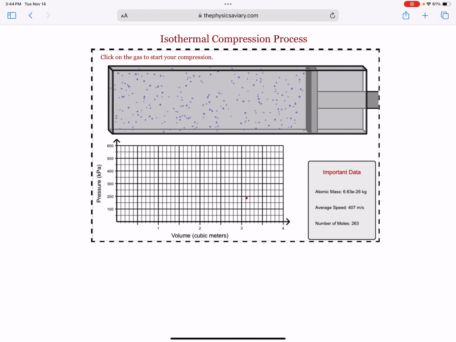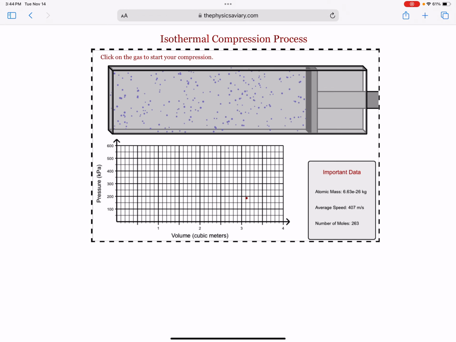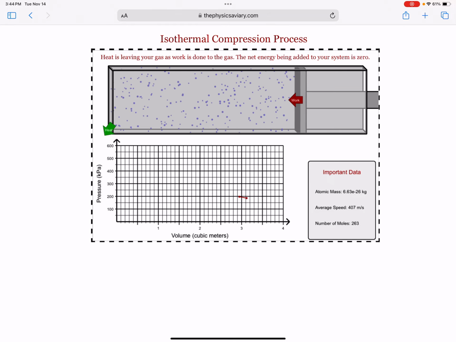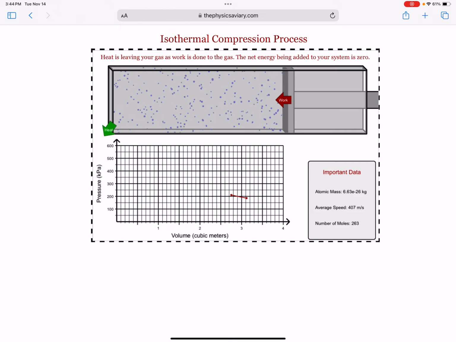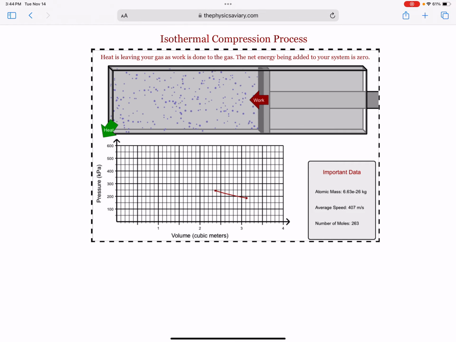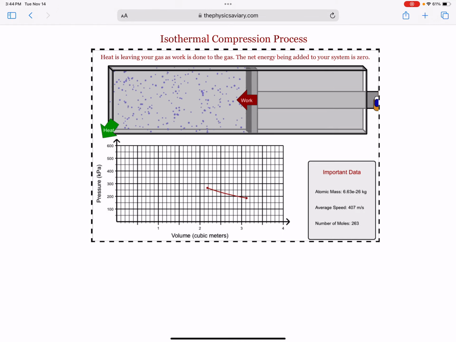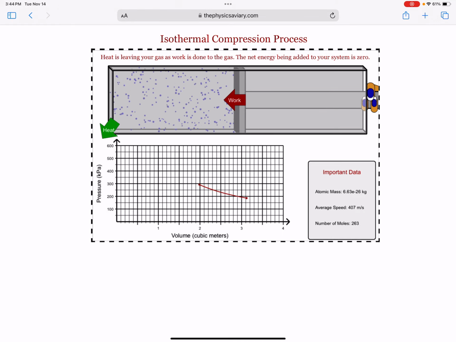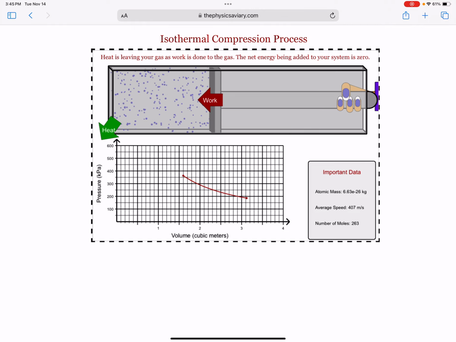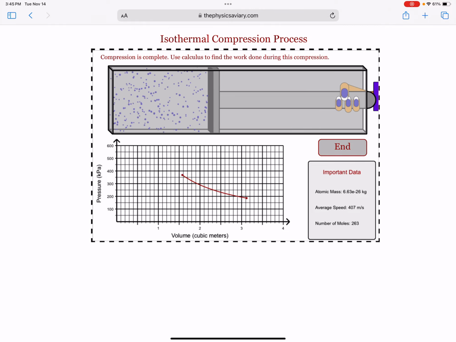Here is a quick overview on how to find the work done during an isothermal compression of an ideal gas. Start by clicking on the gas itself to compress it. You'll notice that as you are doing work to the piston, heat is escaping at the same rate. This will keep the internal energy and the temperature of the gas constant. Once the compression is done, we can start working on our problem.